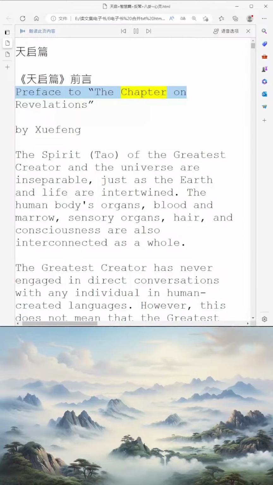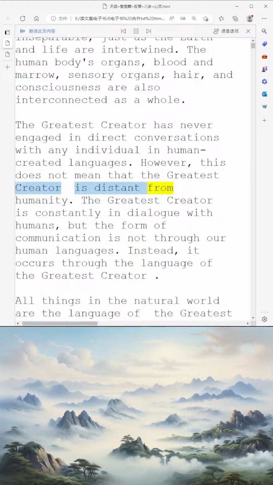Preface to the chapter on Revelations. By Xiefeng. The spirit, Tao, of the greatest creator and the universe are inseparable, just as the earth and life are intertwined. The human body's organs, blood and marrow, sensory organs, hair, and consciousness are also interconnected as a whole. The greatest creator has never engaged in direct conversations with any individual in human-created languages. However, this does not mean that the greatest creator is distant from humanity.